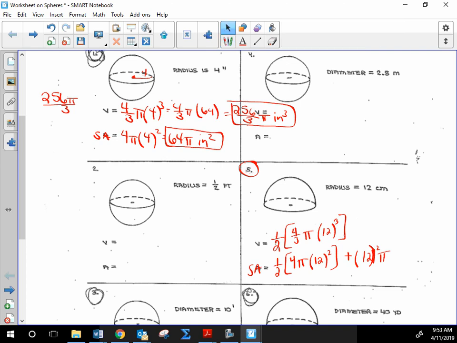Alright, so the kind of bigger topic is our similar solids. Solids got to be the same.